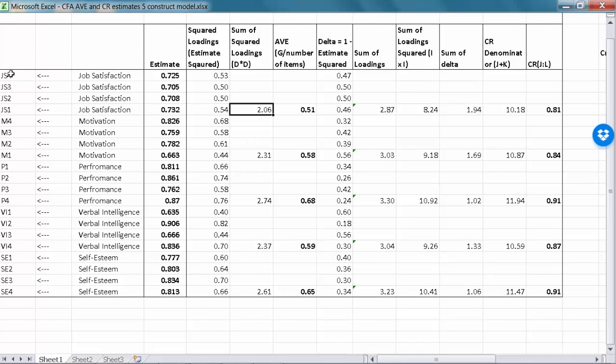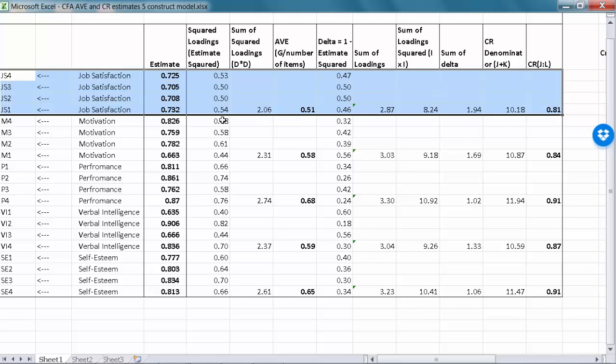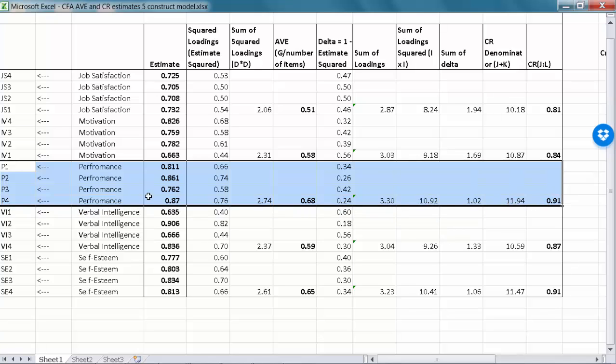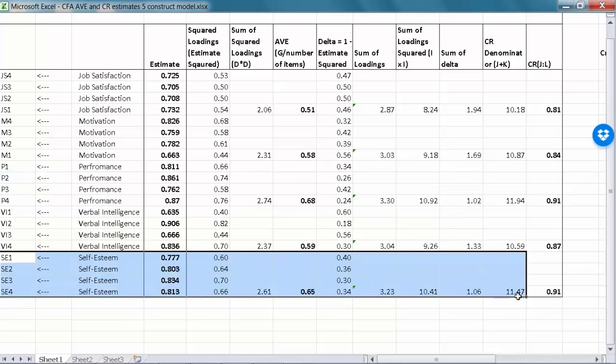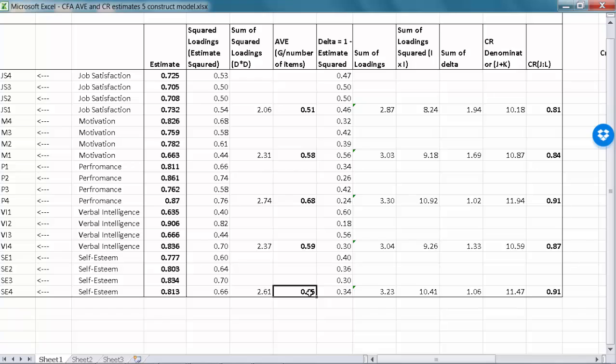full list of constructs. So you will see first construct here, job satisfaction, then motivation, then you have performance here, verbal intelligence and self-esteem, each measured by 4 indicators. So if I click here just to double check, I should see that this figure comes about from adding 4 squared loadings for self-esteem, adding them all up and dividing them by the number of items, by 4.